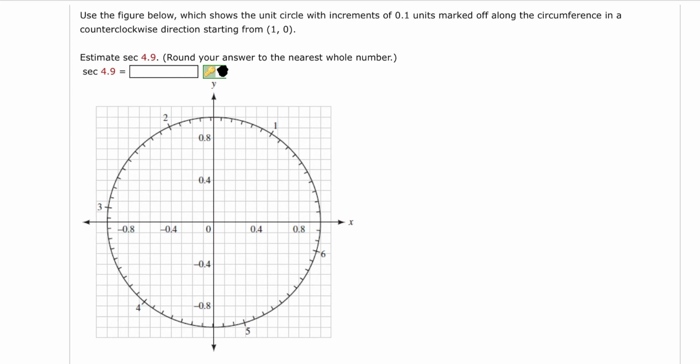All right. So they want us to use this figure below, which shows a unit circle with increments of 0.1. So this is 0.1, 0.1. Each of these increments is 0.1 of a unit. And we're going counterclockwise, which is that direction. And they want us to estimate the secant of 4.9. So the first thing we need to do is figure out where 4.9 is. Here's 1, 2, 3, 4. 4.1, 4.2, 3, 4, 5, 6, 7, 8, 9. So here's 4.9.